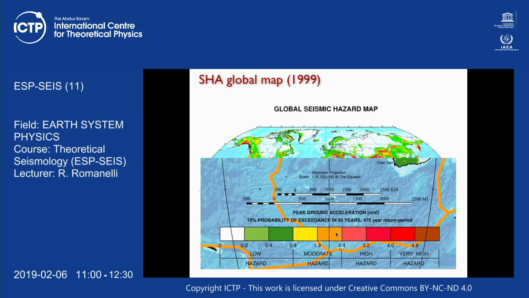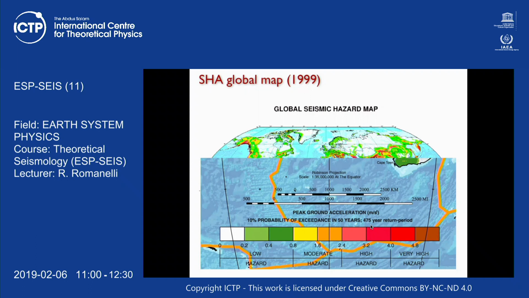That map is produced using one very specific hazard parameter: peak ground acceleration, PGA. Here it is written in meters per second squared. Usually we use g, but roughly 10 meters per second squared is 1 g. With a 10% probability of exceedance in 50 years, 475-year return period. Immediately you think, oh, there is an earthquake occurring every 475 years. That's the first impression when you read this.